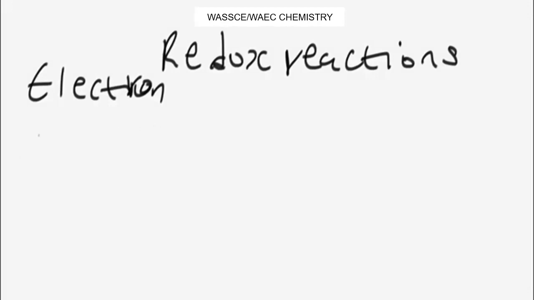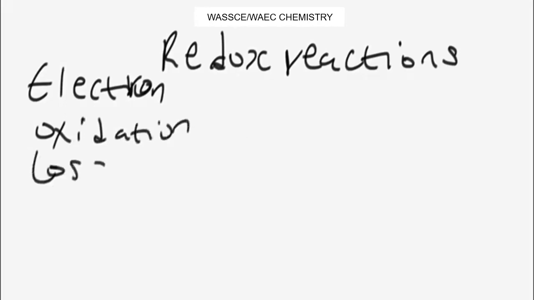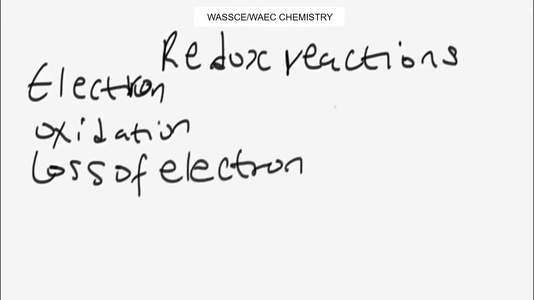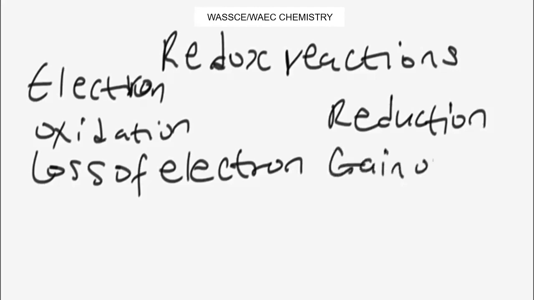Now, in redox reaction, we define oxidation reaction as loss of electron, whereas we define reduction reaction as gain of electron. So guys, take note of this difference. Oxidation under redox reaction is loss of electron, whereas reduction under redox reaction is what? Gain of electron. Very, very important, guys.